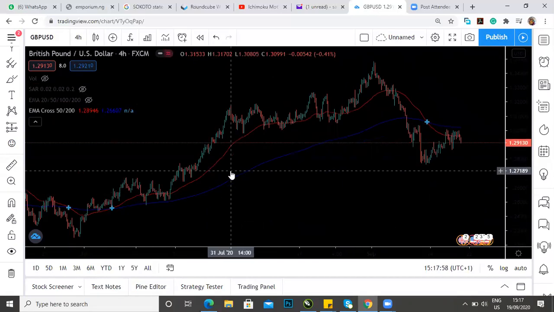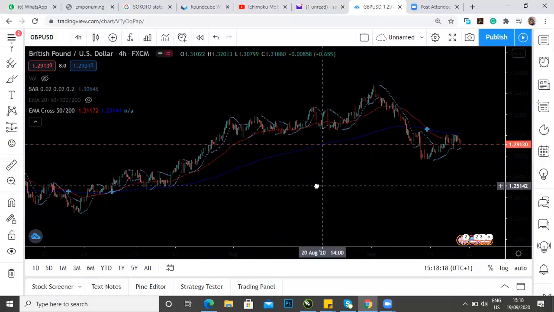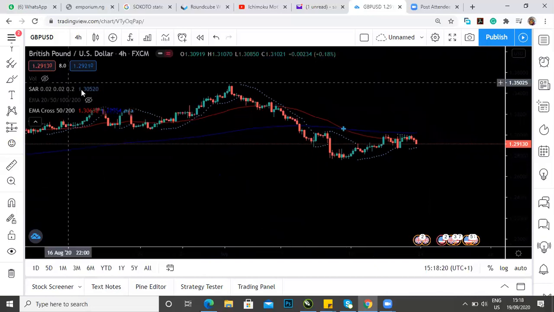Let me now blend the both strategies into use to know how good this EMA and this SAR, the parabolic SAR, come into good use. Like I said earlier, before you go on to adding the two.